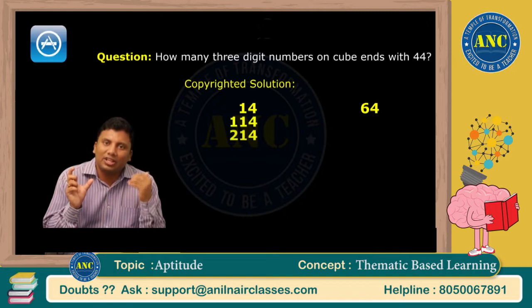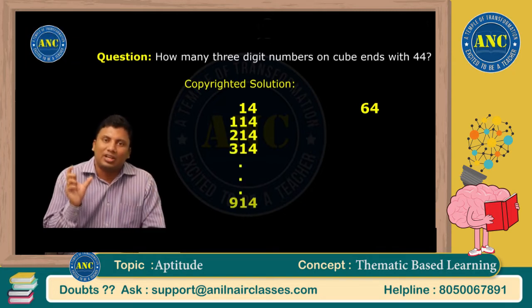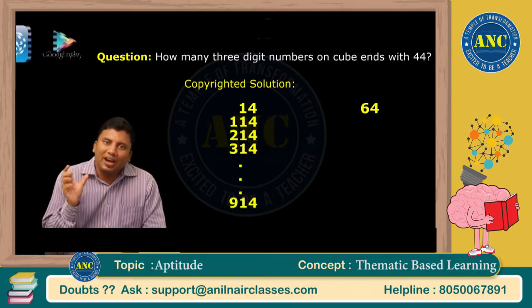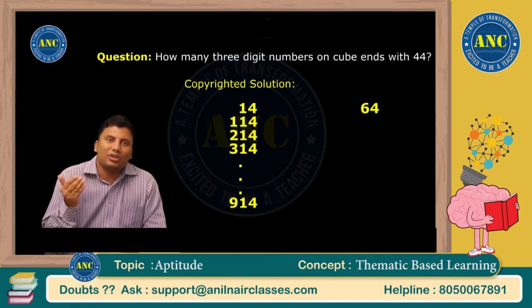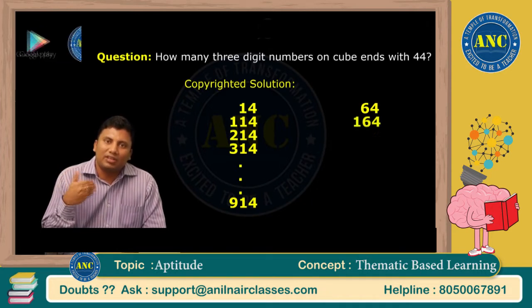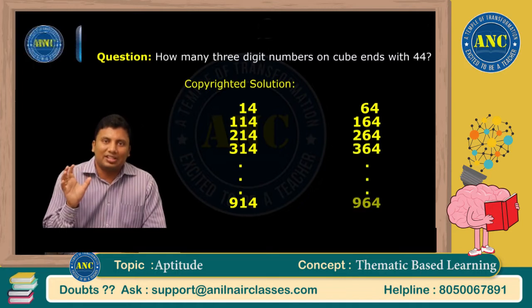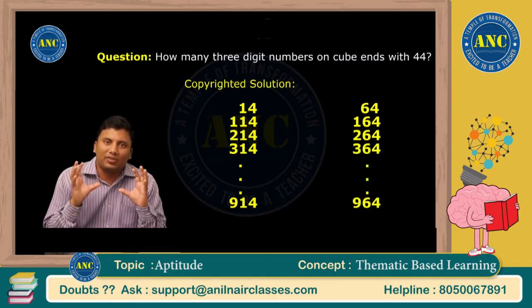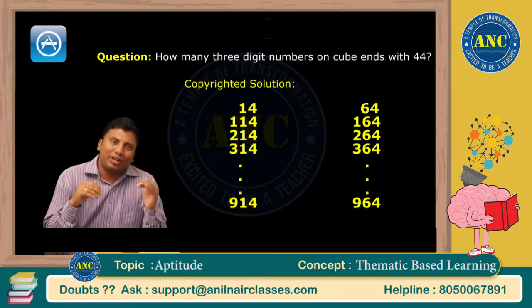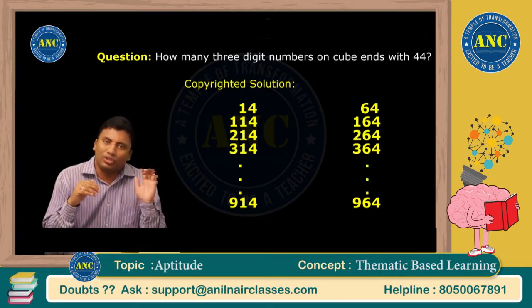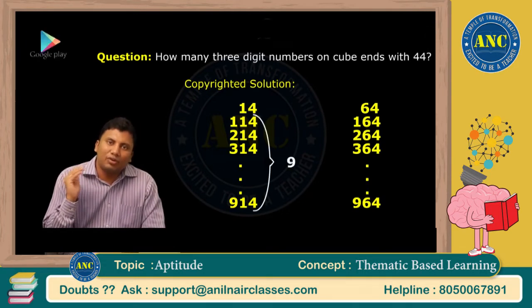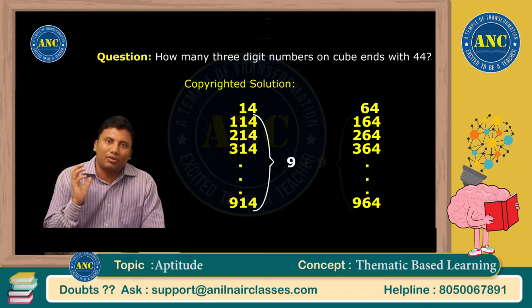114, 214, 314 till 914. Similarly, hundreds placed in 64 can also take values from 1 to 9: 164, 264 till 964. So totally how many values did we get? 114, 214, ... 914: 9 values. 164, 264, ... 964: 9 values.